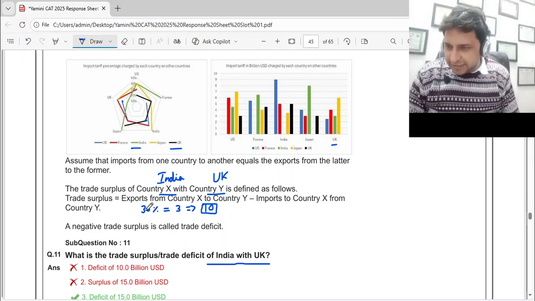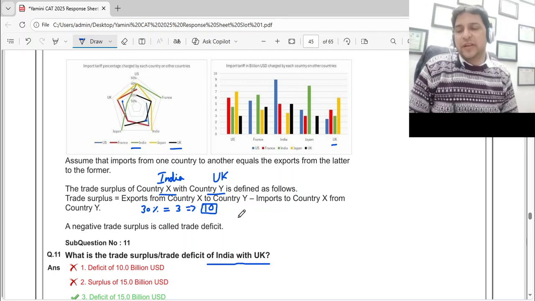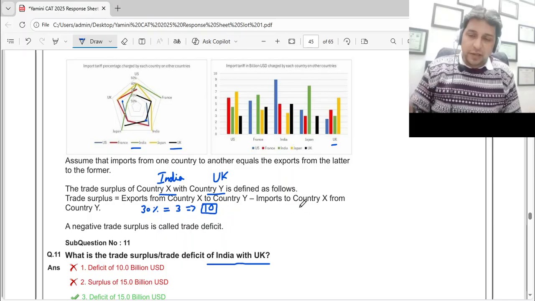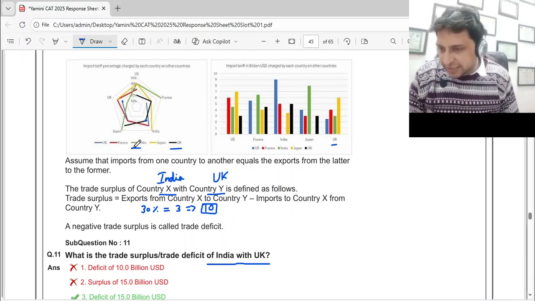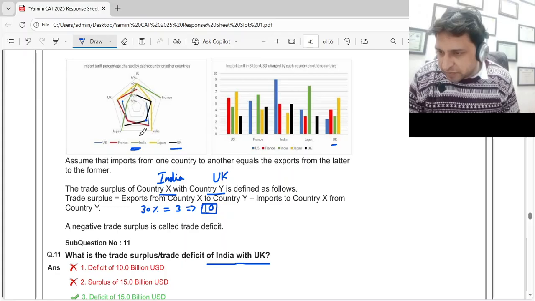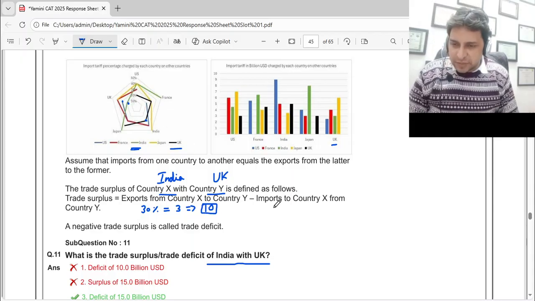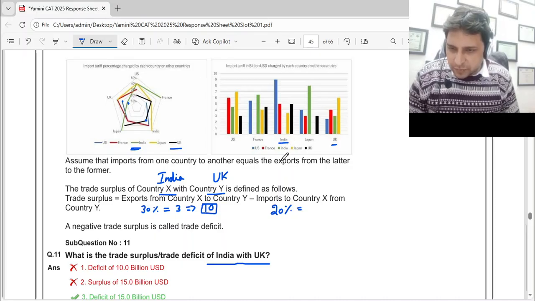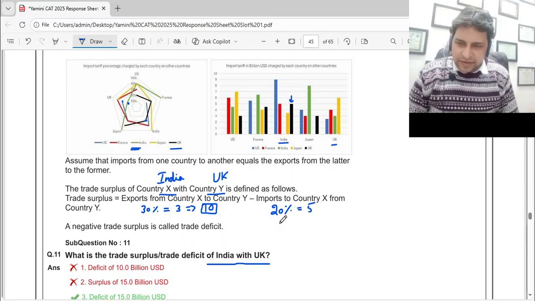So we were saying to trade surplus exports from country X to country Y, that is 30%, 10 it was. Import to country X from country Y. So India is importing. So India is here. So where is it? Here it is. It is at 20%. So that means 20% is equal to, now India is importing from UK, this is 5. So 20% is equal to 5. That means 100% will be equal to 5 times 5, that is 25. So we're going to have 10 minus 25.